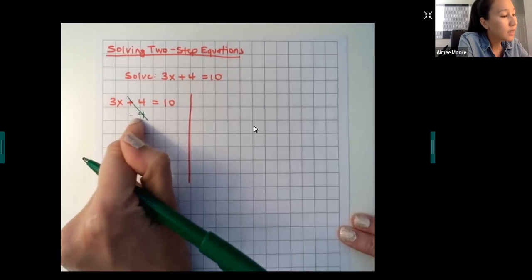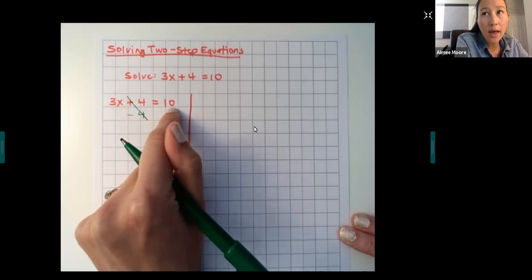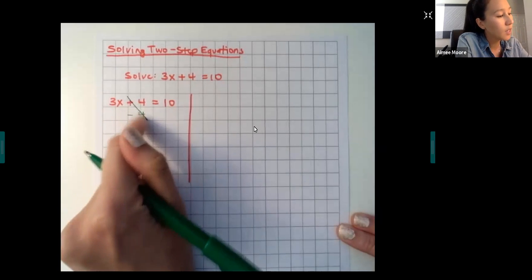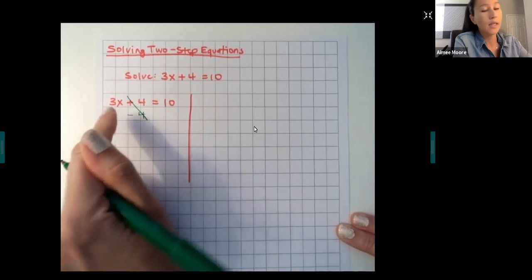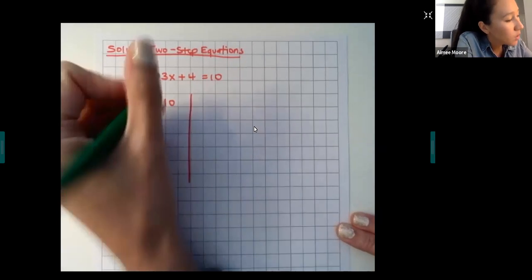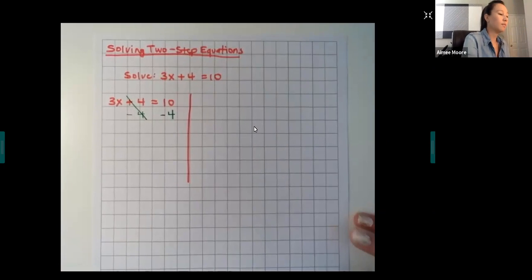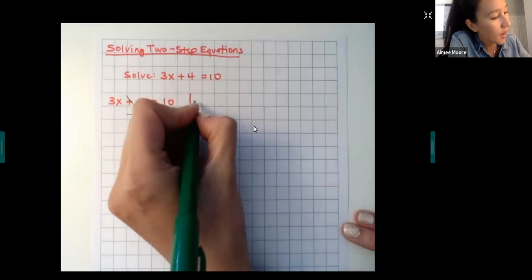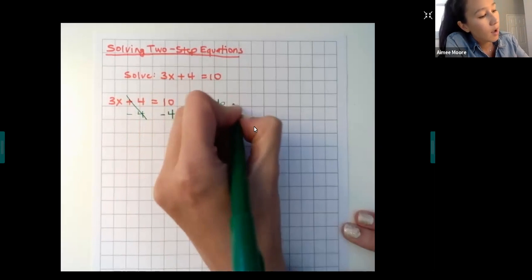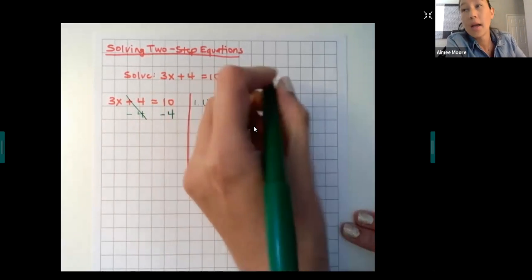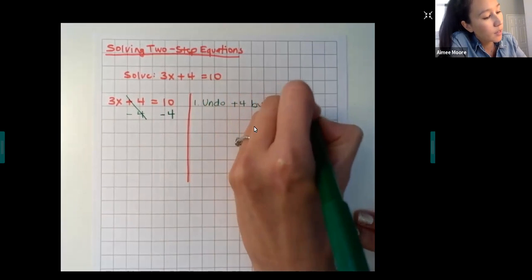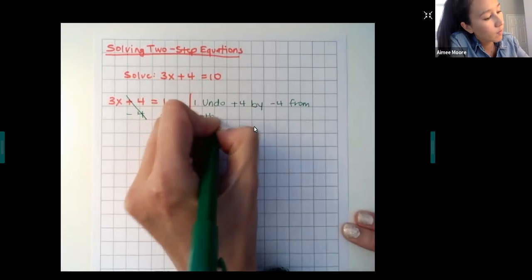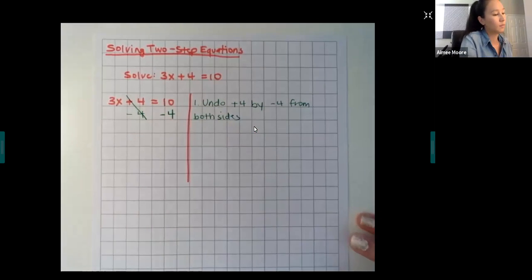Now, whatever you do to one side of your equation, you have to do to the other side of your equation. So we can't just subtract 4 from the left side because that totally changes the equation. But if we do it to both sides, we're just moving that 4 over to the other side, and we're allowed to do that. So you're going to undo positive 4 by subtracting 4 from both sides. Any questions on the first step?